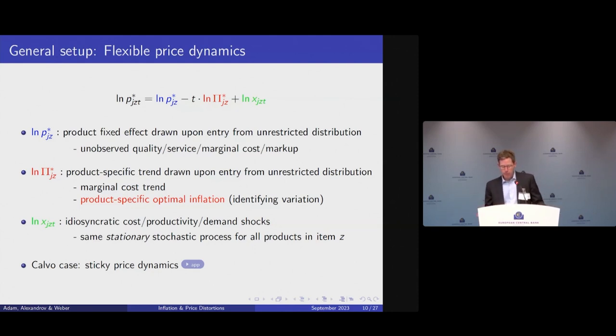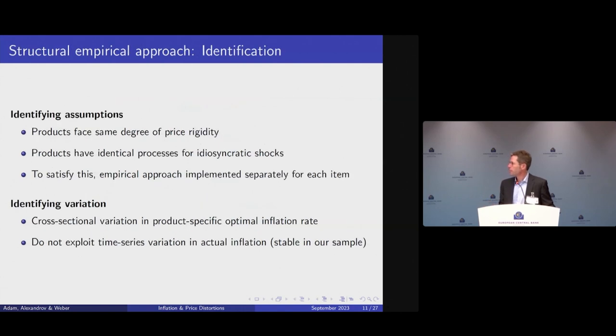Now, the last component of this dynamic, this flexible price, is the idiosyncratic shocks. And again, this could be cost, productivity, or demand shocks. We don't really take a stand here. The important thing is that these shocks come from a stationary process, which is the same for all the products in the item, right? So realizations of the process, of course, are different across the products, but the process itself is really the same for all the products.